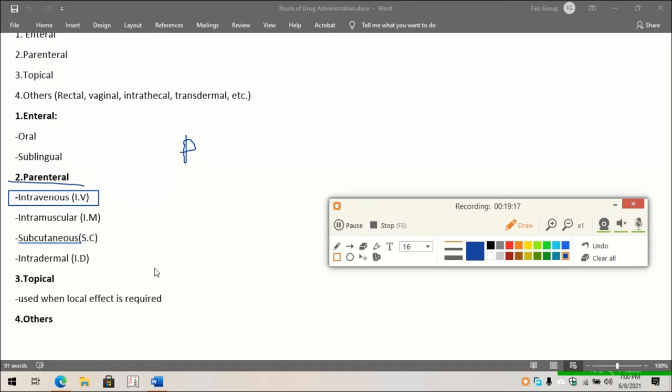When injected as a bolus, the full amount of drug is delivered to the systemic circulation almost immediately. If administered as an IV infusion, the drug is infused over a long period of time. We can give it as a bolus using a syringe, or as an IV infusion, like in normal saline, DNS, RL.